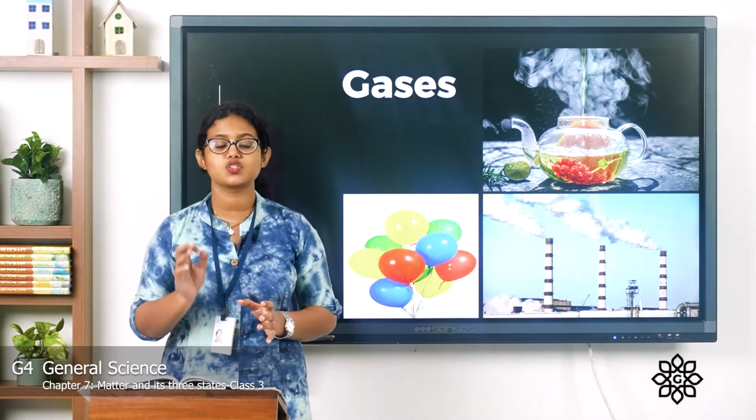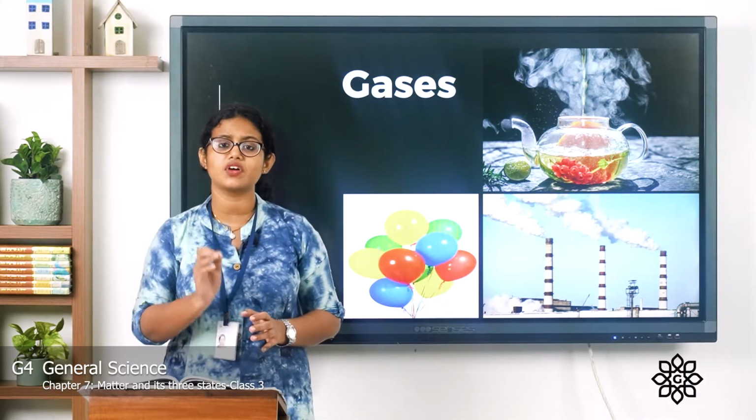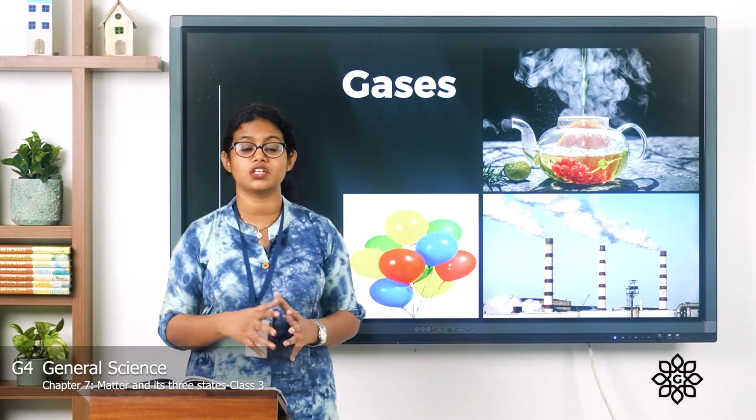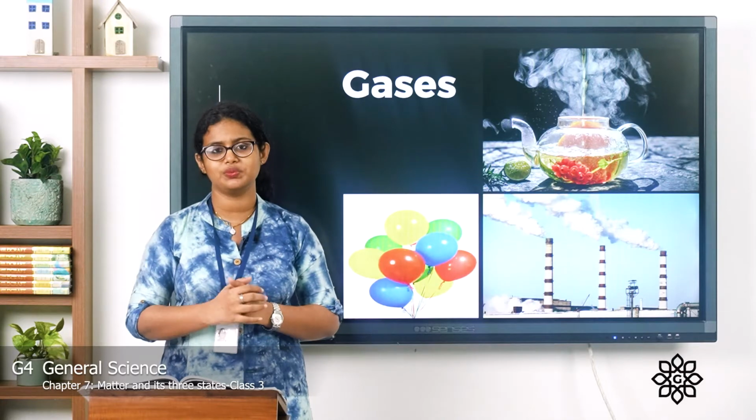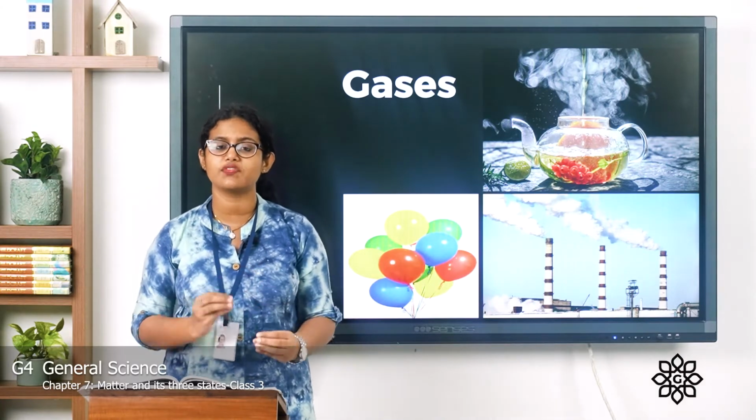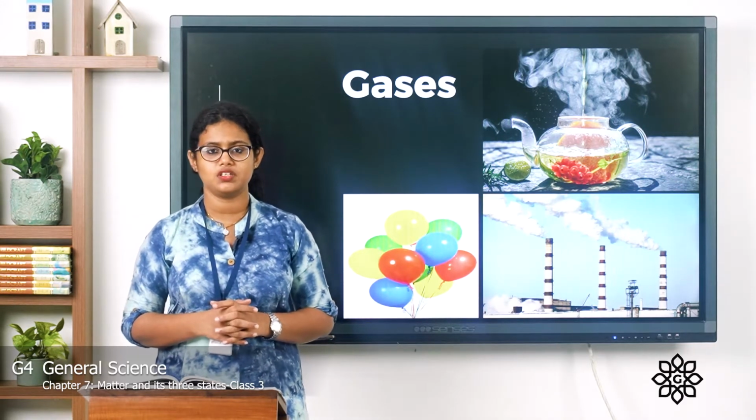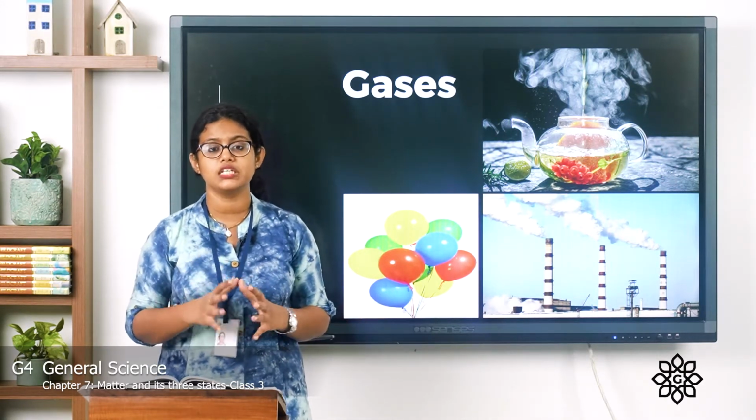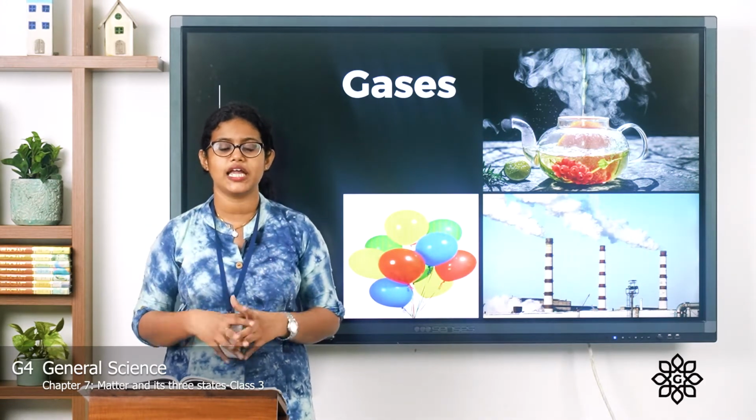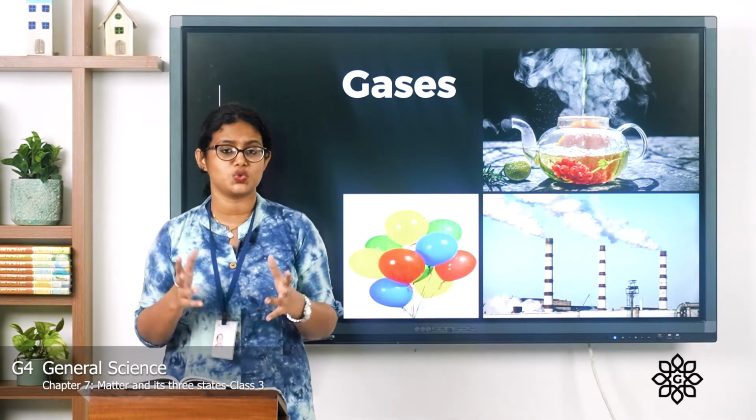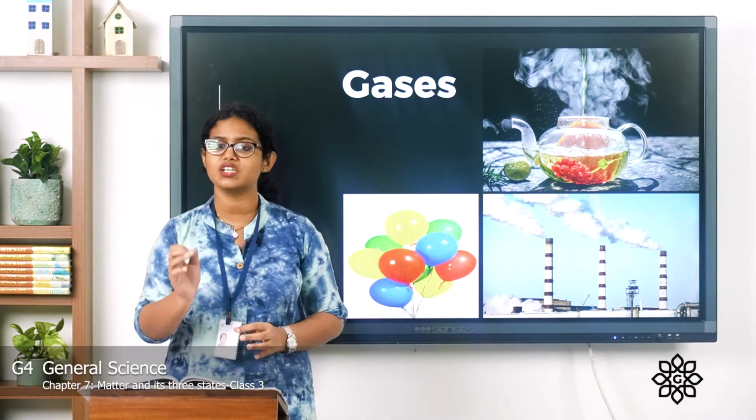We learnt that solids have definite shape. And we learnt that liquids do not have definite shape. So what about the third state of matter, that is gases? Do they have a definite shape? No. They also don't have a definite shape. Wherever you fill them, it takes that shape. If you fill air in a balloon, it takes the shape of that balloon. If you fill air in a ball, it takes the shape of that ball. So do they have a definite shape? No. Gases do not have a definite shape.